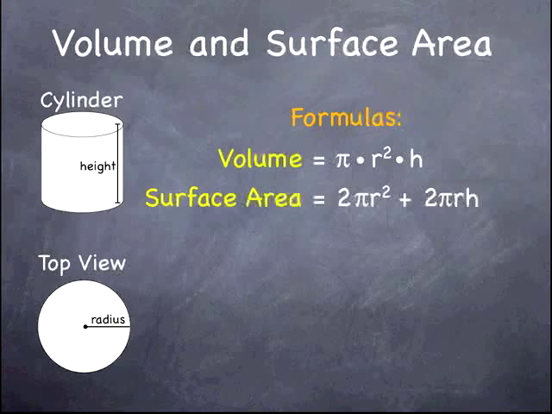Notice with the volume formula, volume equals pi times r squared times h. The r stands for the radius. As you notice in the top view of the cylinder, I have drawn a radius, which is halfway across the circle. The h stands for the height, simply the height of the cylinder. Surface area also uses those two measurements. Surface area equals 2 pi r squared plus 2 pi rh.